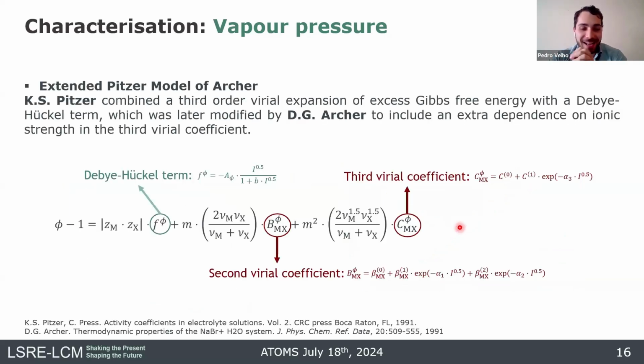Now, since we love putting together experimental data and thermodynamic modeling, we also model the osmotic coefficients, and normally we do that with the extended Pitzer model of Archer. So some years ago, Pitzer combined the third order virial expansion of excess Gibbs free energy with a Debye-Hückel term. And this model was later modified by Archer, who included a dependence on ionic strength in this term here, pretty much adding the C1 exponential to this factor here. This is to better describe interactions at larger concentrations of electrolyte and also in the presence of ion pairing.